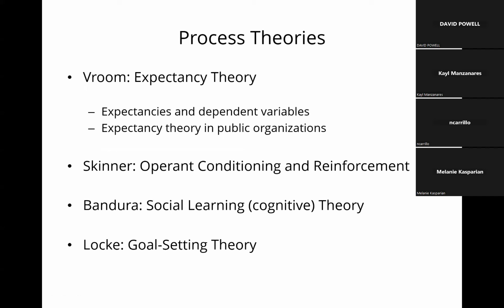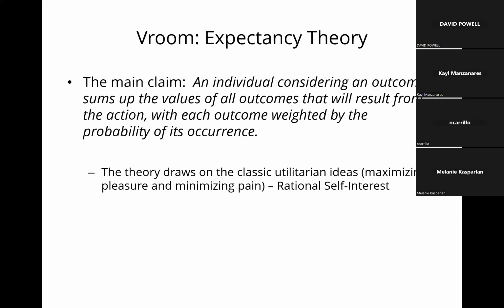So that takes us up to where we left off at the end of our class last Thursday. And so we left off before we start talking about the second category of motivational theories, our process-based theories. And here we have four theories that we cover under process-based theories as well. We have Vroom's expectancy theory, we have Skinner's operant conditioning, we have Bandura's social learning or cognitive theory, and Edwin Locke's goal-setting theory.